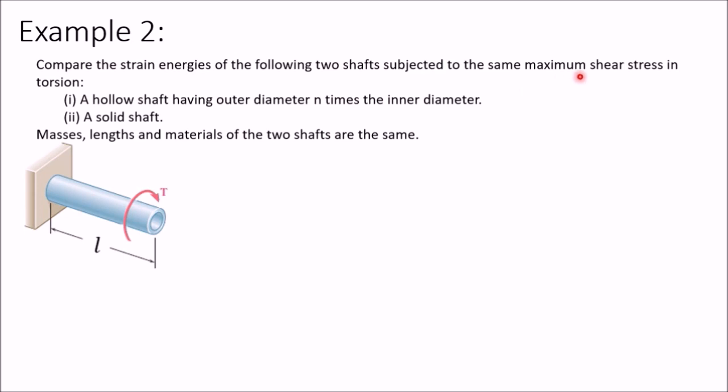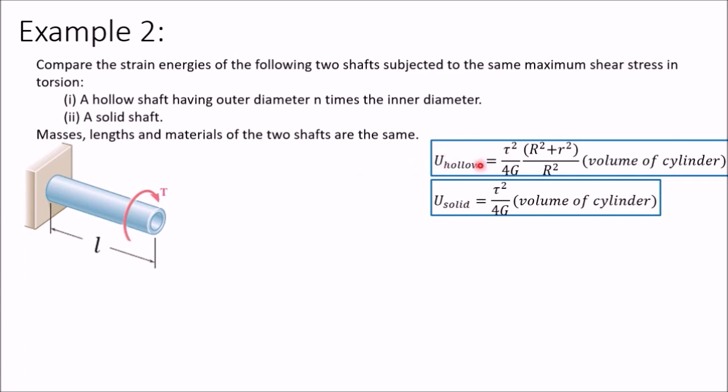Now you can see maximum shear stress tau is same in both the cases. So what are those two cases? One is a hollow shaft having outer diameter n times the inner diameter, and second one is a solid shaft. Masses, lengths and materials of the two shafts are the same.